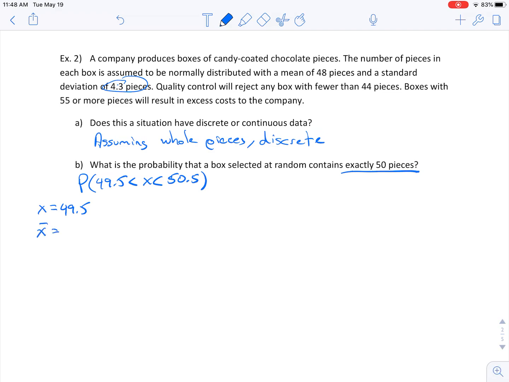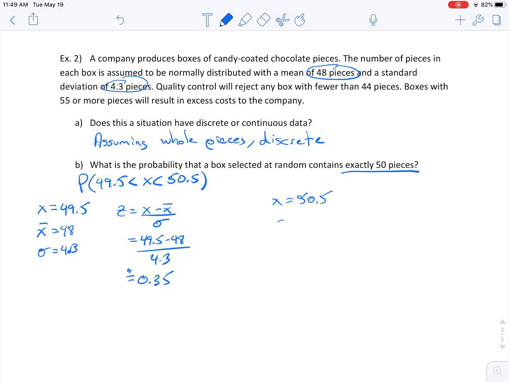So if I write down the things I know, I've got my point, 49.5, but I've got to also do it for 50.5. That's kind of a pain because you've got two separate calculations with the z-score, but that's what we have to do for discrete data. My mean is going to be the same in both, which was given in the question, which is 48. My standard deviation is 4.3 pieces. So I take my z-score and I plug these things in. I'll just rewrite the z-score one more time. Plug these things in. And I get a z-score of 0.35 standard deviations above the mean because it's positive.